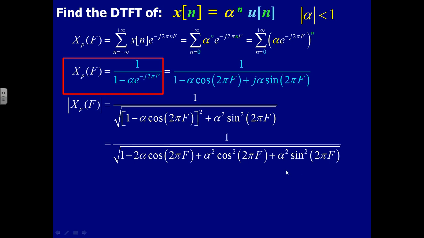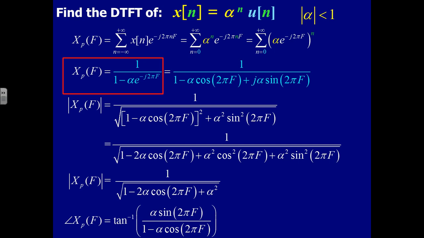As you can see, we have a cosine squared plus a sine squared with the same leading coefficient, so we can combine those together, and we'll have alpha squared times the quantity cosine squared plus sine squared, which is just 1. So that leaves us a denominator of the square root of 1 minus 2 alpha cosine 2 pi f plus alpha squared, and that would be an expression for the magnitude of the discrete time Fourier transform. If I wanted to see a magnitude response, I would plot this function, which is a real valued function, against capital F frequency.